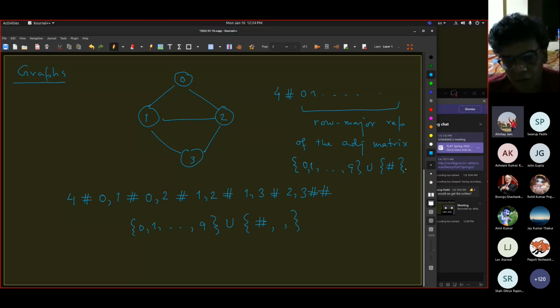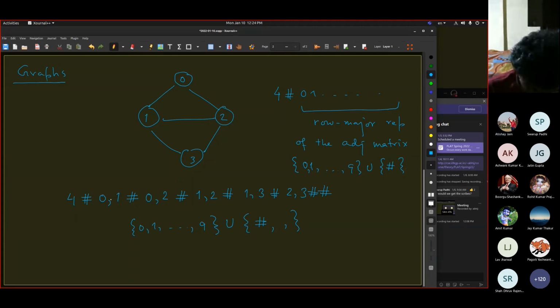Sir, how are you representing this graph by this hash? Hash is a separator. Look, here it's 4. It may be 400. So this may be 199. So I need a separator to figure out when this number ends and the next new thing starts. Is it not?